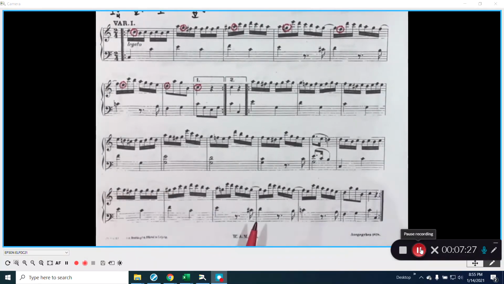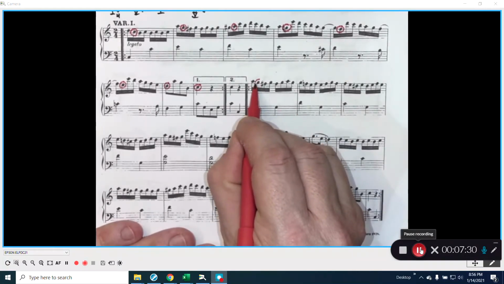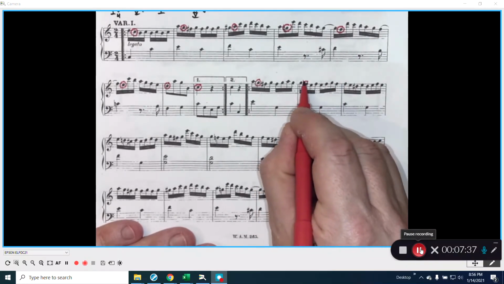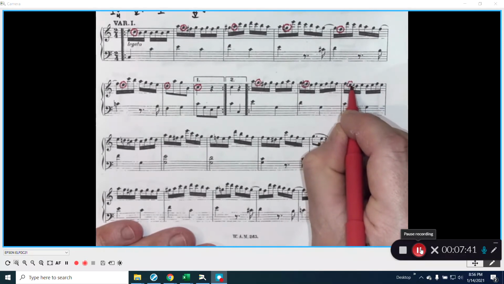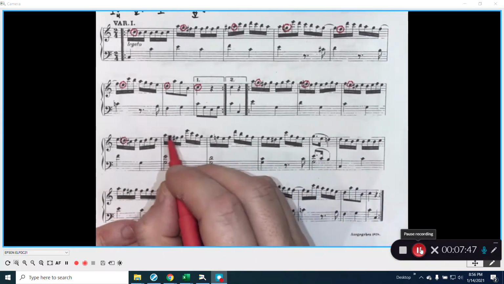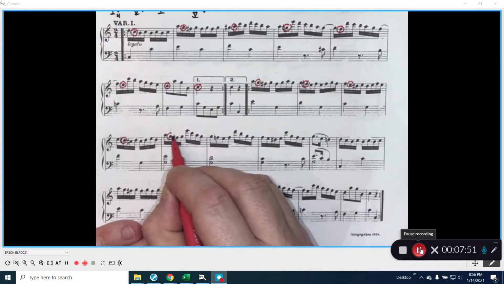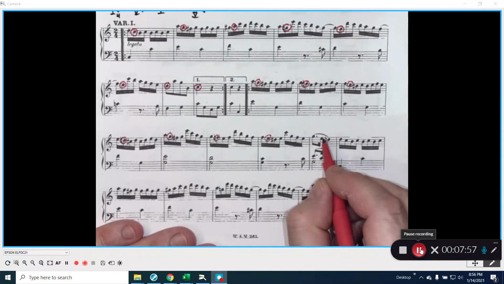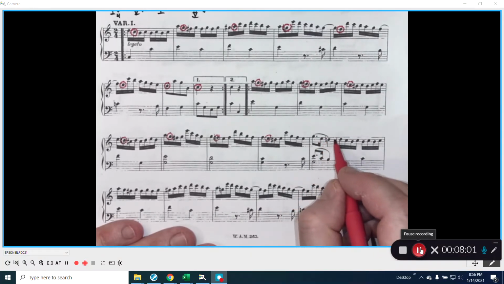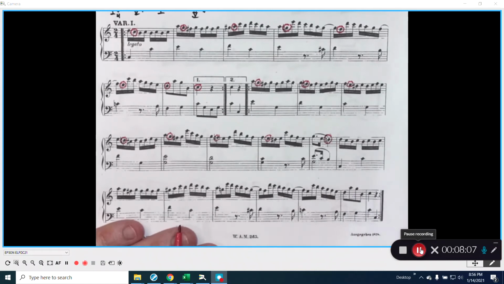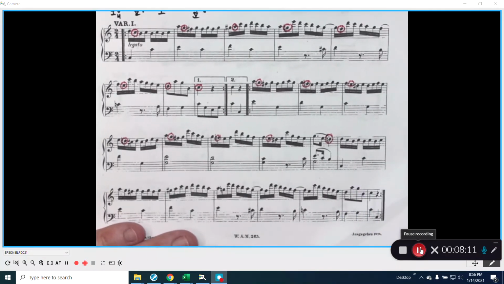So if we continue this process, G, F, E, D, and then we repeat G, F, E, and then in this measure here we find the D over here, and then the last half of the binary form is the same as the first. So again, I will move along here.